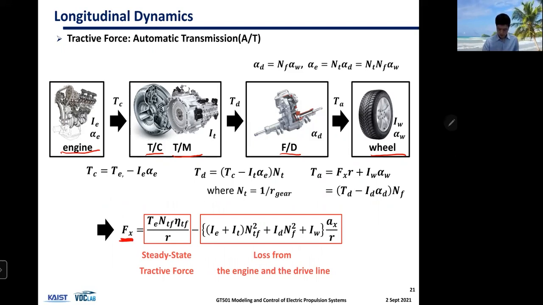And this equation is describing the tractive force coming from the engine with different loss terms and so forth. We can compute Fx. Okay, I'm going to talk more about this later on. Okay, but please take a look. We can talk more about this in the discussion session if you have any questions.